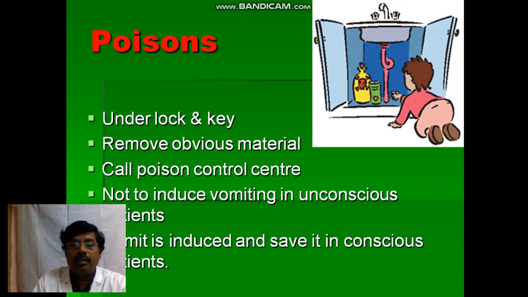In poison care, the nurses are fully responsible for the persons in the ward. They should keep poisons under lock and key. Remove obvious matters if you see them near the bed or in your surroundings. Call the poison control center if anything goes wrong. Do not induce vomiting in an unconscious patient, because it may choke the patient and lead to many serious problems if the patient takes poison unexpectedly.